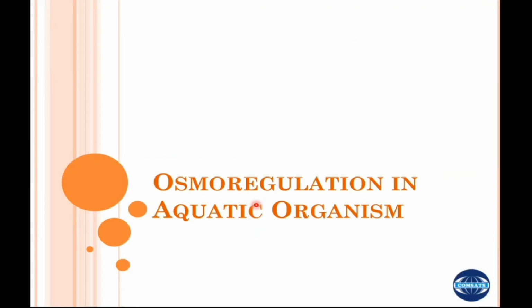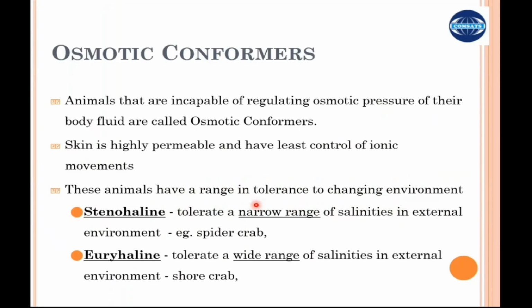So let's talk about osmoregulation in aquatic organisms. Animals that are incapable of regulating the osmotic pressure of their body fluids are called osmotic conformers. Here we are going to discuss a few more terms. If the animal does not have a specific mechanism to maintain its internal water contents, we call them osmotic conformers. It's just like the term for cold-blooded animals which are unable to maintain their body temperature, so they conform to the external temperatures.